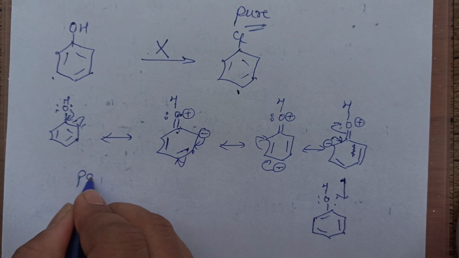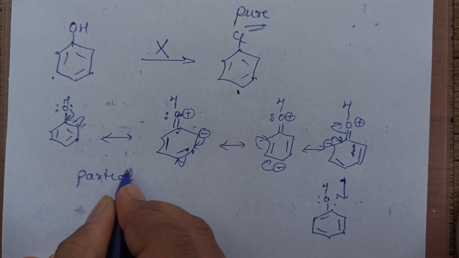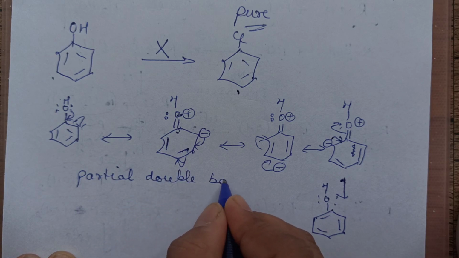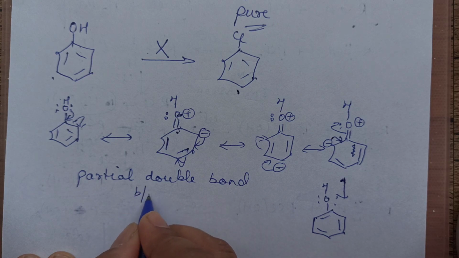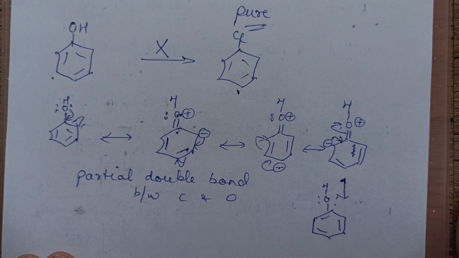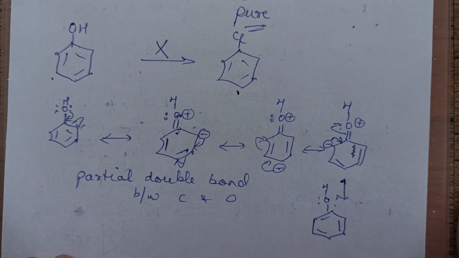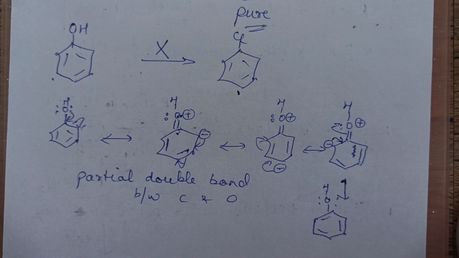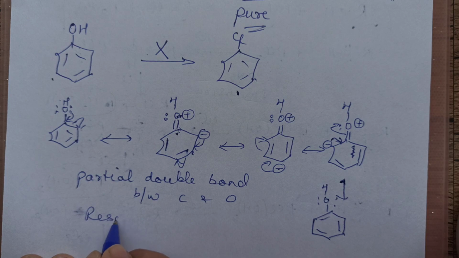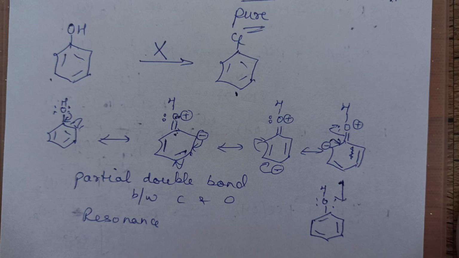So what answer will you write? Due to partial double bond character between carbon and oxygen, this bond cannot break. That is why aryl halide cannot be prepared by halogenation of phenol. Second answer you can write is that phenol itself is quite stable due to resonance. You can draw the resonating structures of this, and you may write that it is quite stable due to resonance, and that is why this reaction cannot occur.